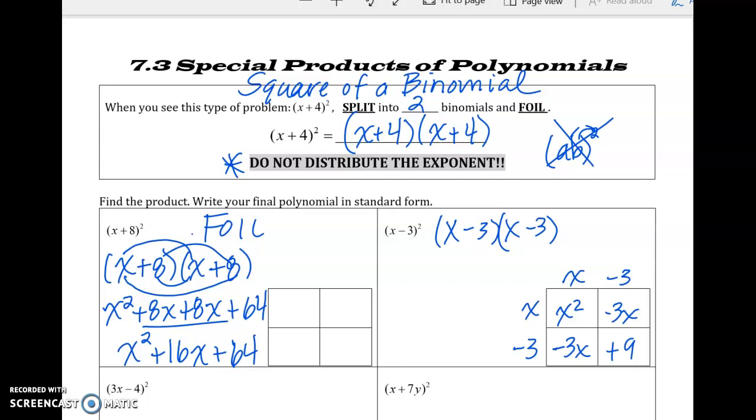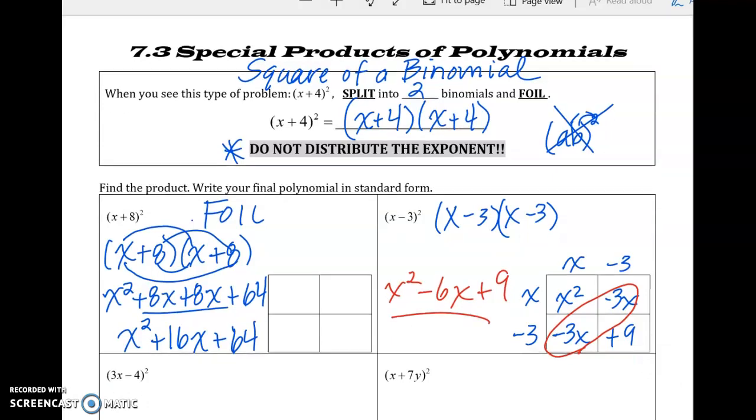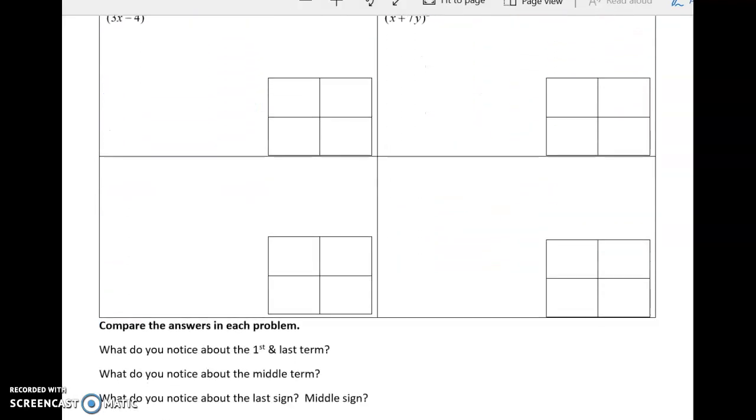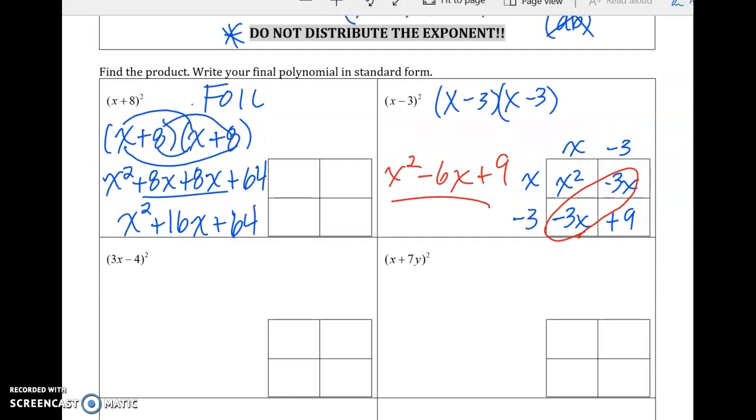So grab a different color here just to remind you that when we combine our like terms, those are on the diagonal. So for this one, my final answer is x squared, and then negative 3x plus negative 3x is negative 6x plus 9. Final answer already in standard form. All right, so let's keep going. In this next set, we have 3x minus 4 squared.